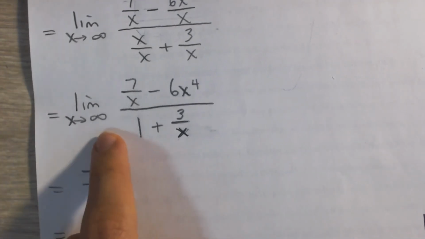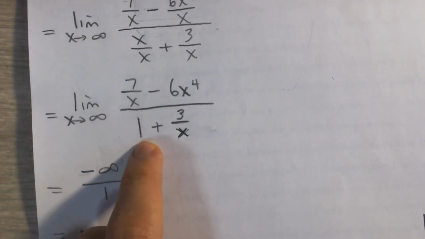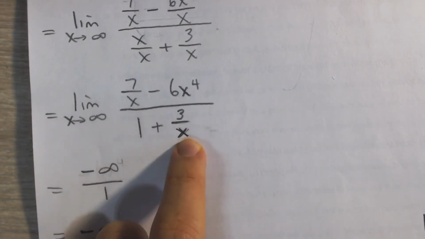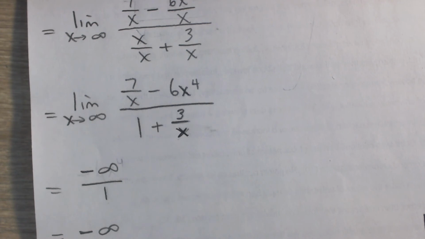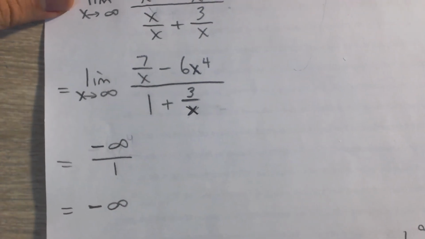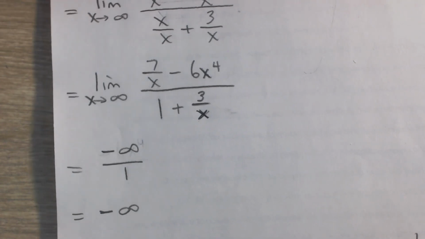Now, what about the denominator? Well, as x approaches infinity, 1 doesn't change based on x. But 3 over x, similar to 7 over x, is going to approach 0, right? Because as x gets, say, 1,000, 3 over 1,000 is very small. As x goes to a million, 3 over a million is even smaller, and it's going to approach 0. And so we can say that this is equal to negative infinity divided by 1, which is negative infinity.